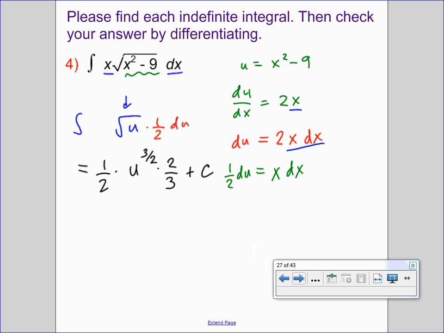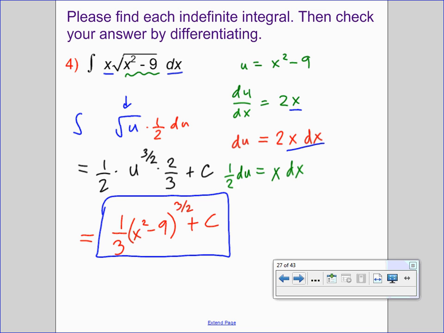And then we need to rewrite with x's, comma baby. And so 1/2 times 2/3 is 1/3 u to the 3/2 plus c. But we don't want u, we want x squared minus 9 to the 3/2. I don't believe it. How could that original function, x root x squared minus 9, come from 1/3 x squared minus 9 to the 3/2 plus c?